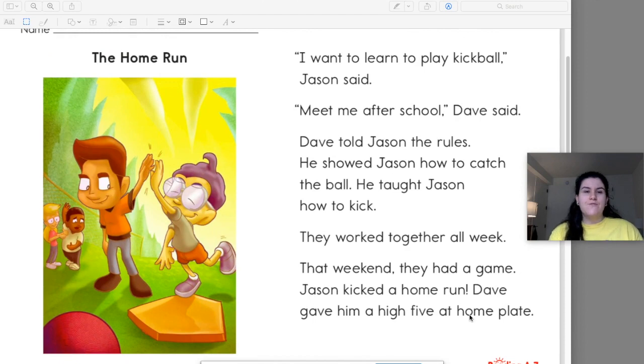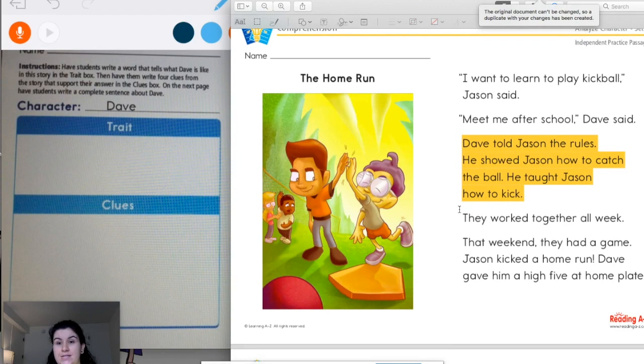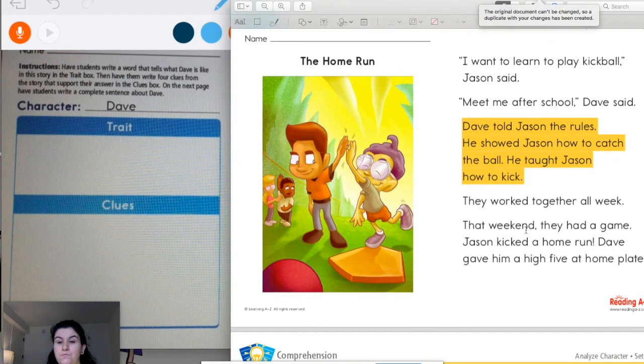All right, we've read the story 2 times, and we took a moment to think about how we would describe these characters. Let's look in the story. Who is Dave? Oh yeah, Dave is the character that's working with Jason. It says here, Dave told Jason the rules. He showed Jason how to catch the ball, and he taught Jason how to kick. At the end, I noticed it said Dave gave him a high five at home plate.